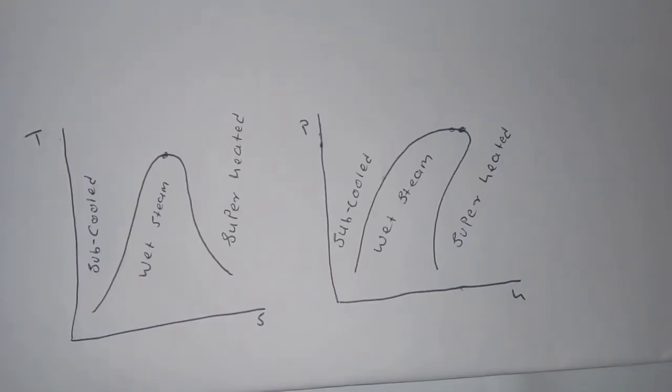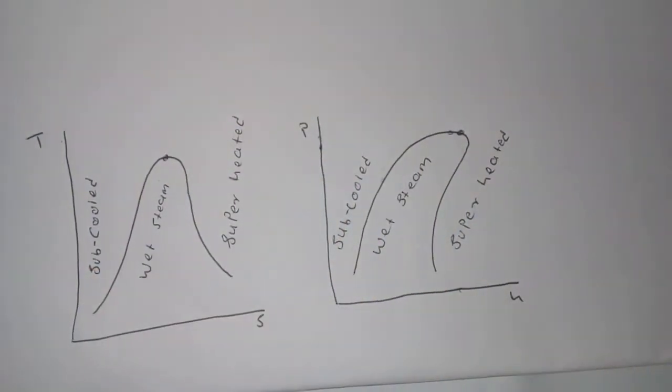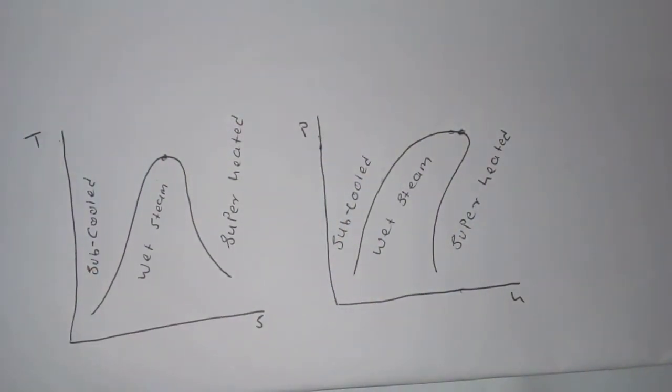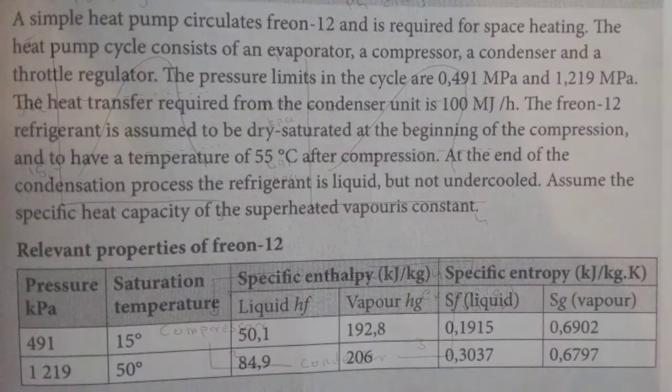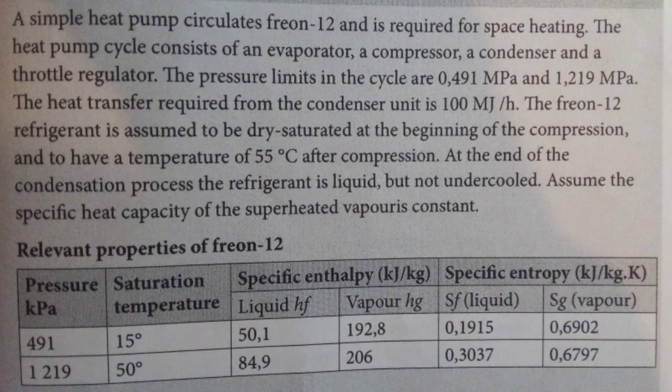I want us now to do a question to see how we use these diagrams to represent the information that we are given in a question. The example that we are doing, I've taken from my textbook, and it reads as follows. A simple heat pump circulates Freon 12 and is required for space heating. The heat pump cycle consists of an evaporator, a compressor, a condenser, and a throttle regulator, the throttle regulator being the expansion valve. The pressure limits in the cycle are 0.491 megapascal and 1.219 megapascal.